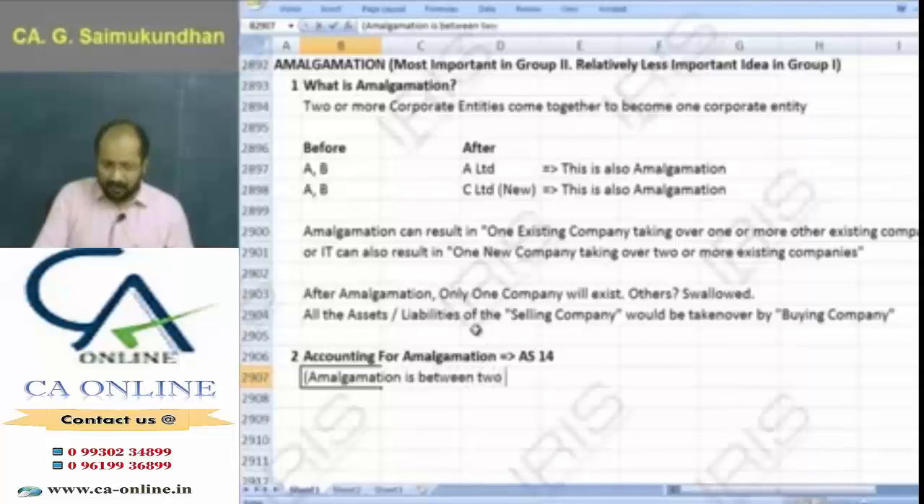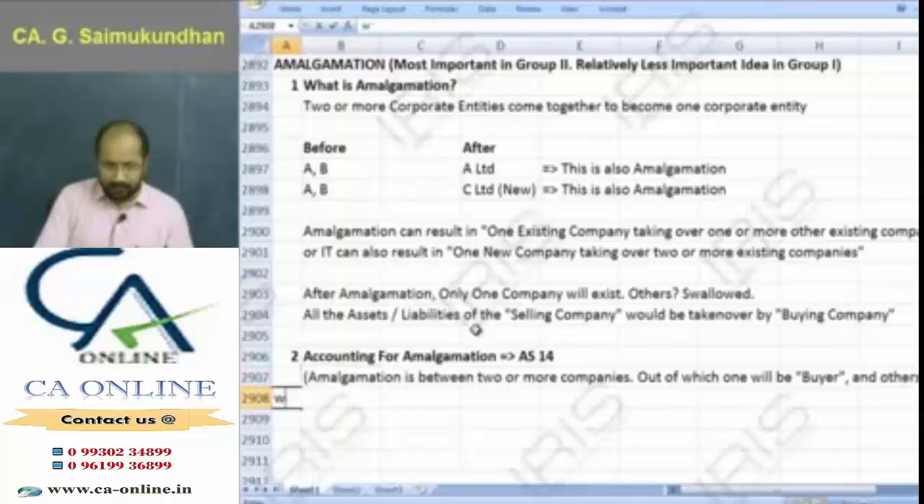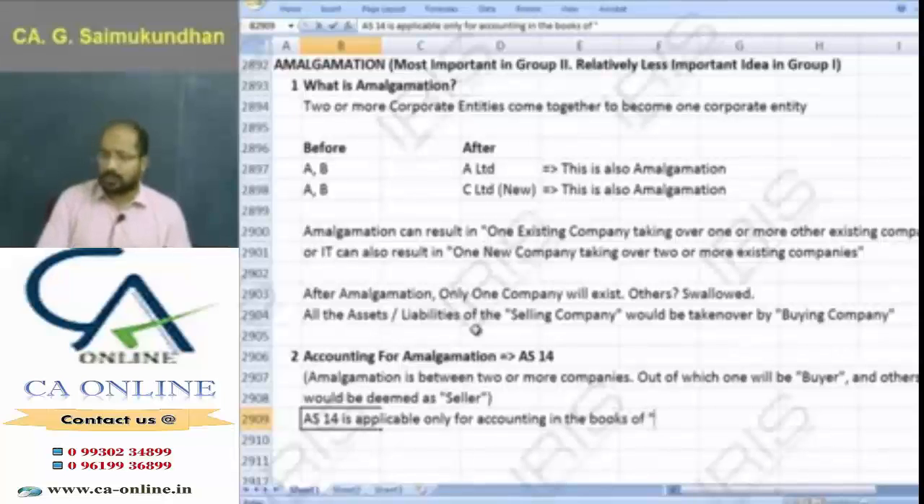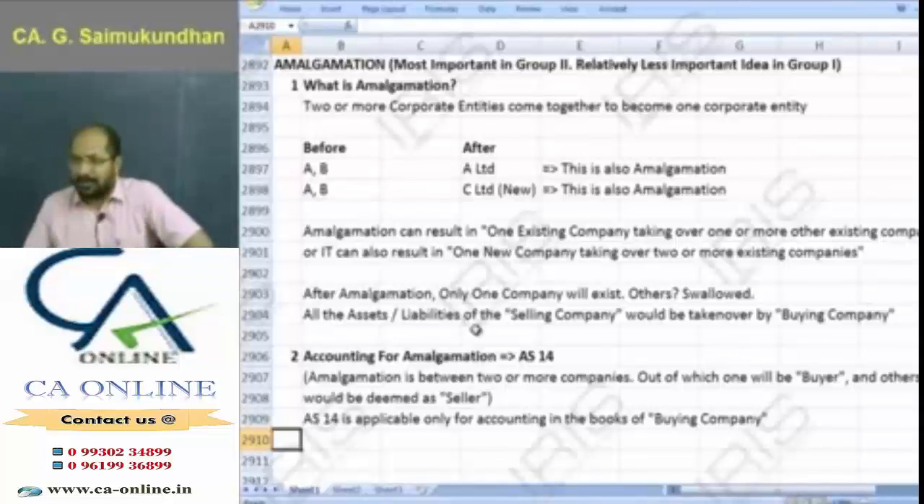Amalgamation is between two or more companies, out of which one will be the buyer and the others would be deemed as sellers. AS 14 is applicable only for accounting in the books of the buyer or the seller? The selling company will not exist. There is no accounting to be done for it. That's the reality. The company is going to no longer exist. Why do you really need to bother about which accounting side is applicable?